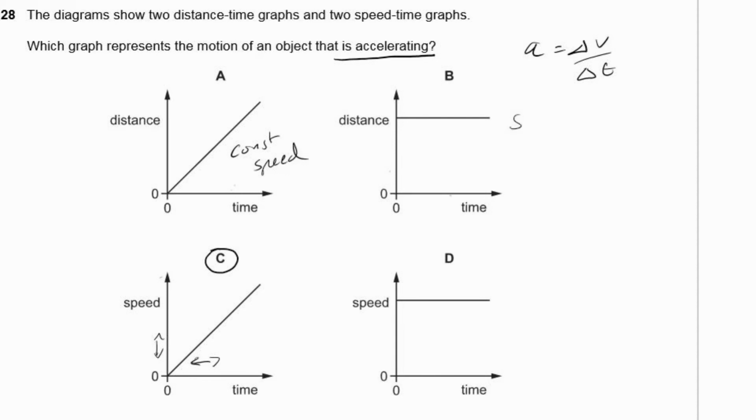And B, the object is stationary. It's not moving. The distance remains constant. Well, it could be moving in a circle, but we're looking for something that's specifically accelerating, and B could definitely be stationary. D down the bottom is moving at a constant speed.